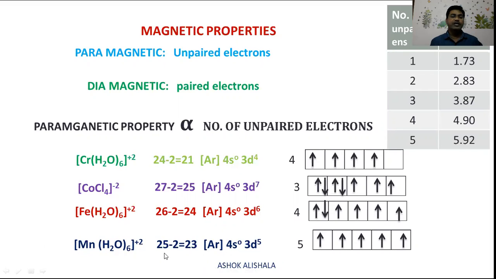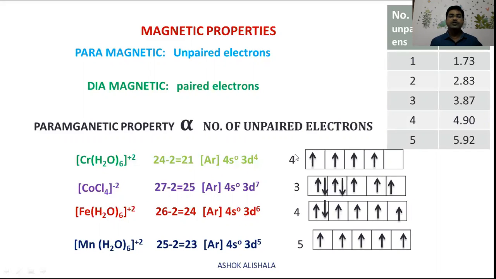Now, the manganese complex. Here manganese's atomic number is 25, minus 2. Because it is atomic number 25, 5 electrons are there in the d orbital. See, among these 4, which complexes have the same number of electrons? Only the chromium and iron complexes, 4 and 4.